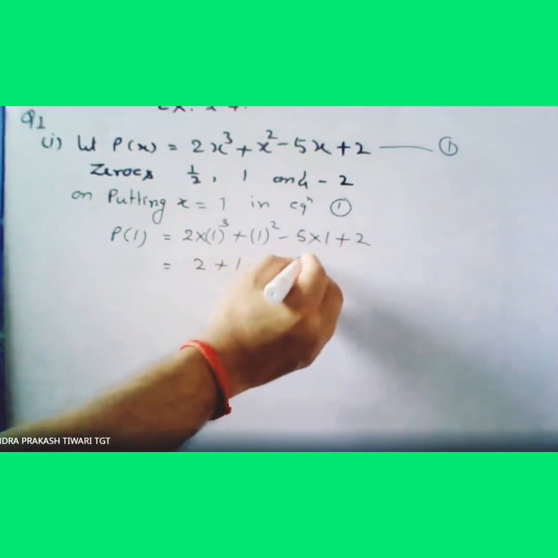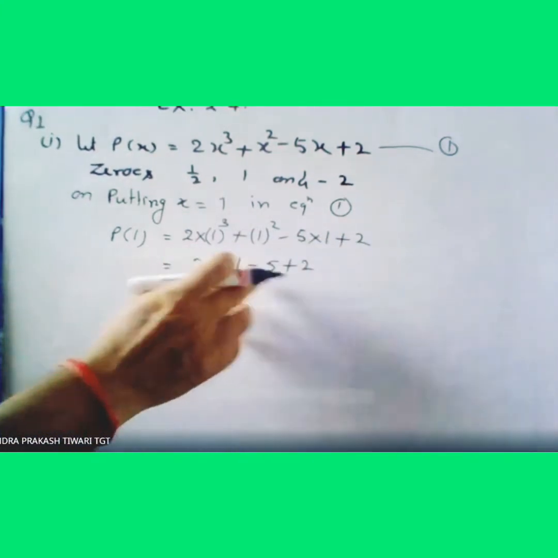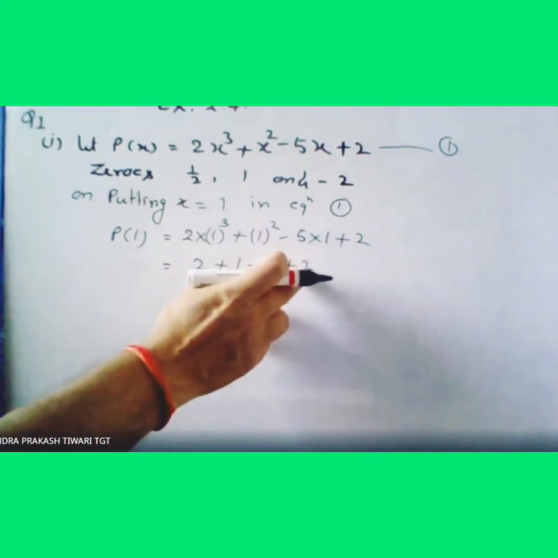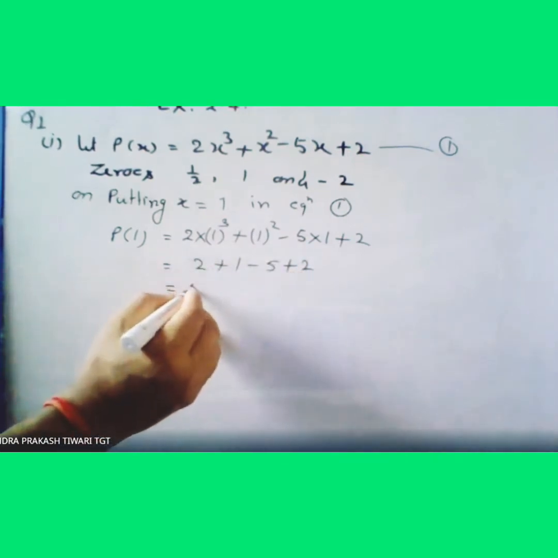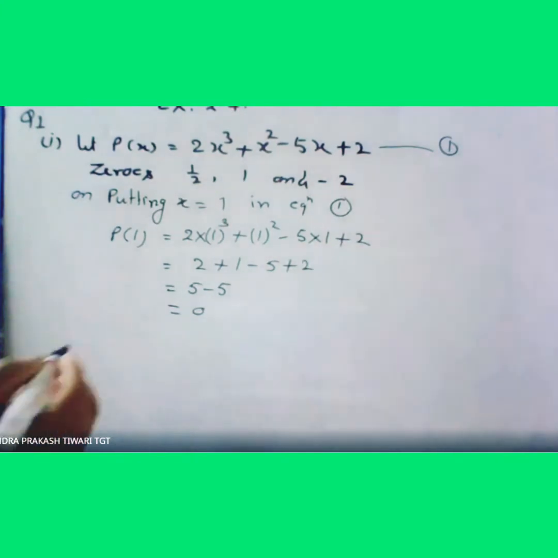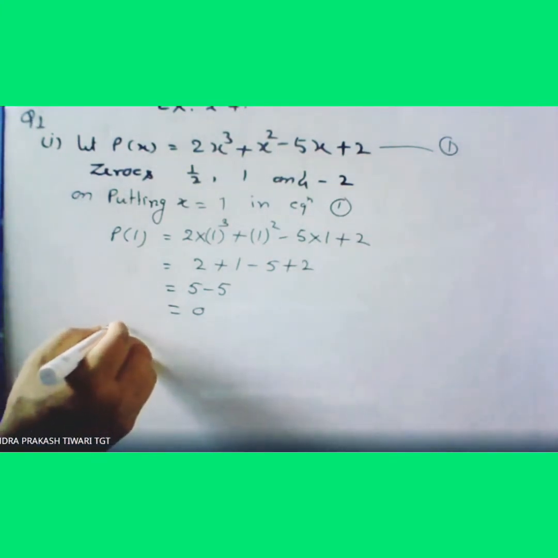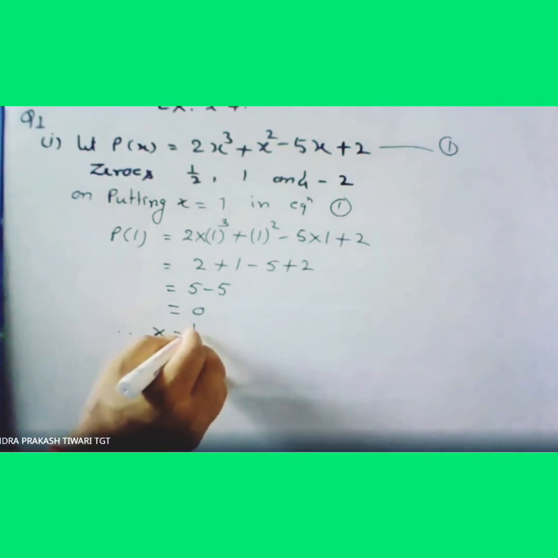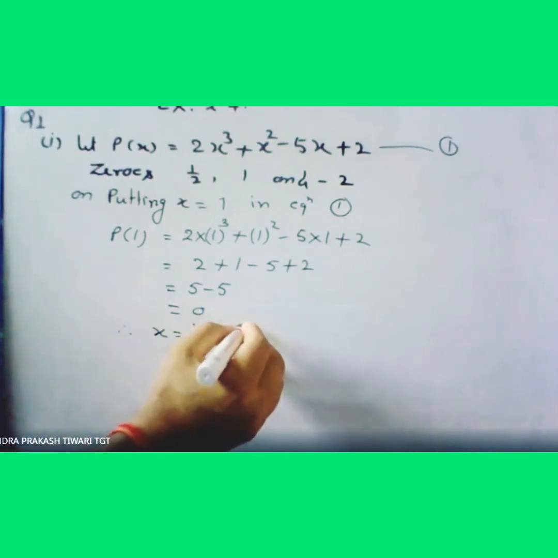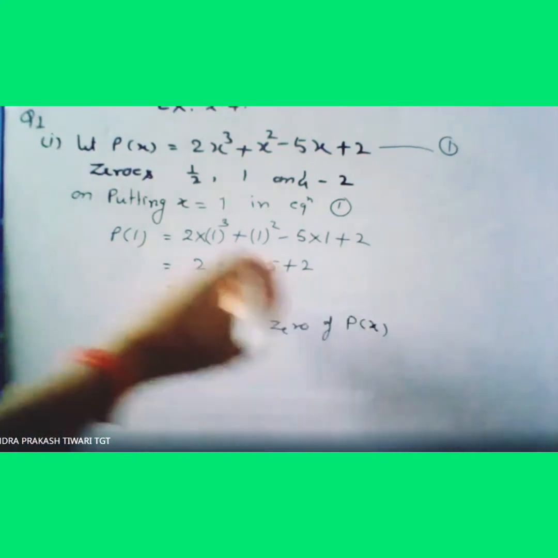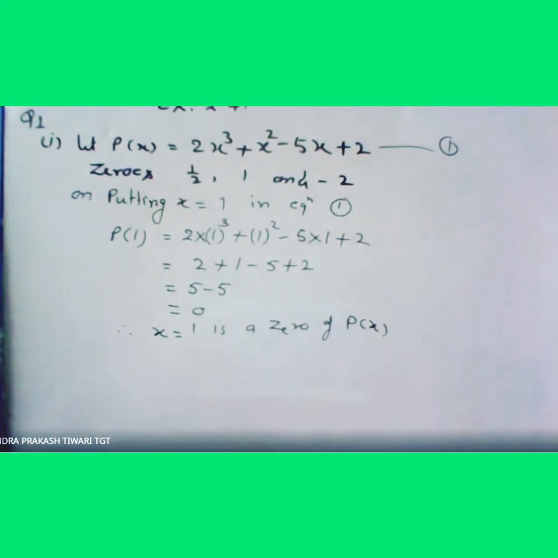And plus 2. So here the positive values are 2, 1 and 2. So 2 plus 1, 3. 3 plus 2, 5. So here you will get 5 minus 5. It means you will get once again 0. So we can write that therefore x equal to 1 is a 0 of p(x). तो यहां पे ये भी आपका आ जाएगा कि p(x) इसका 0 होगा. ठीक है.